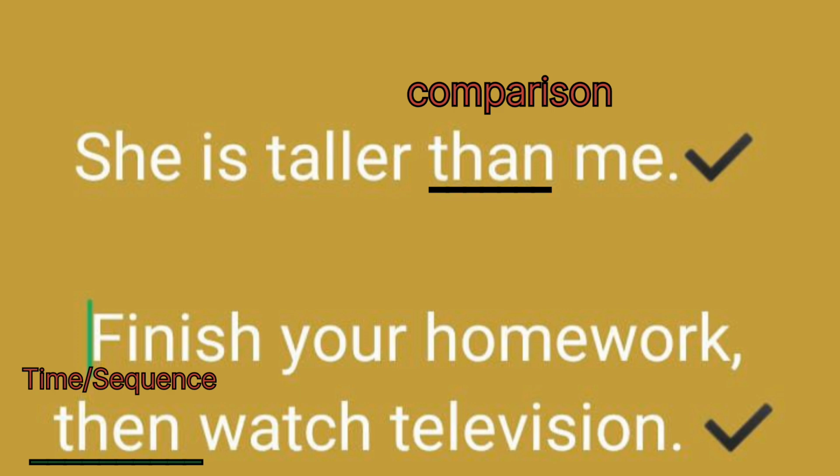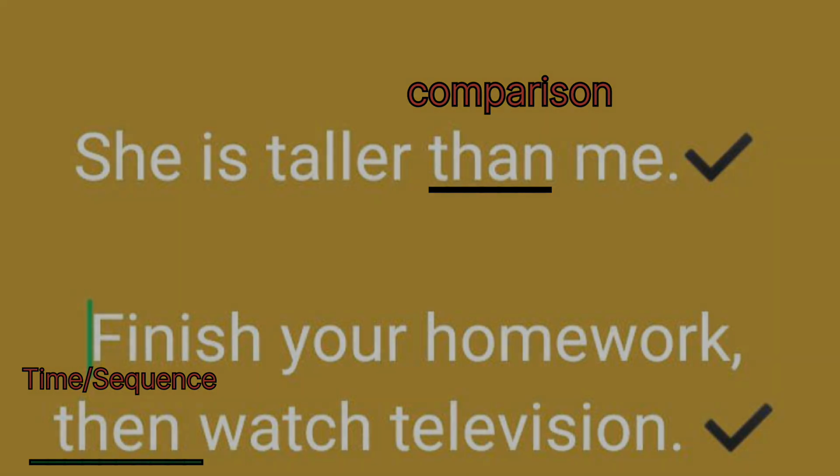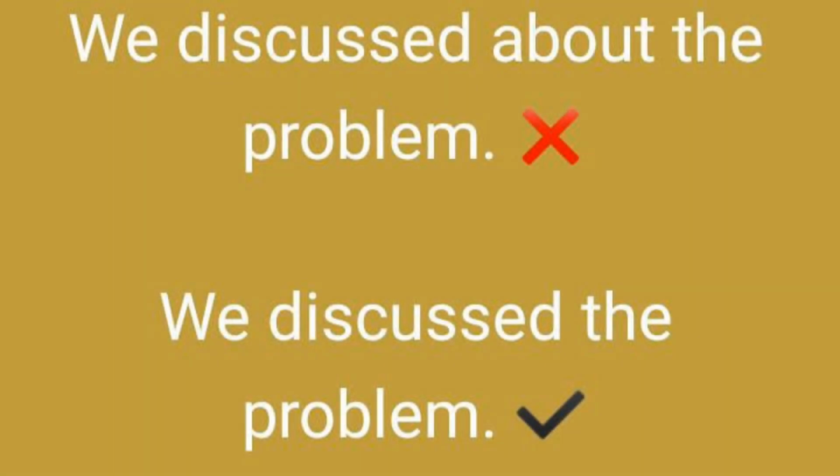Finally, let us come to the 10th and the last common mistake. Many learners say, we discussed about the problem in class. However, this sentence is incorrect because the word discuss already includes the meaning of about. So the correct sentence is simply, we discussed the problem in class.